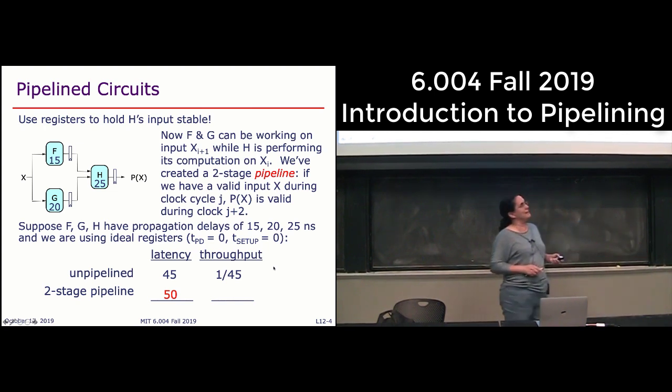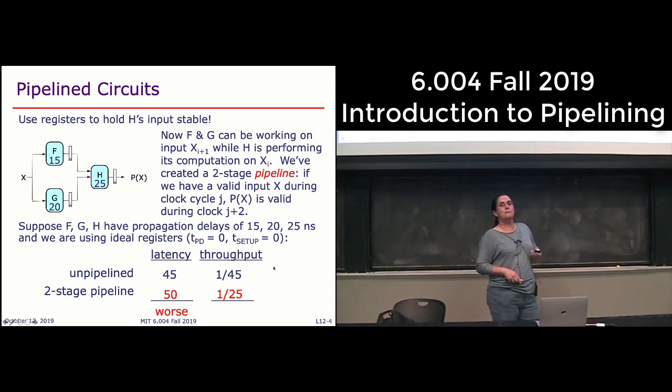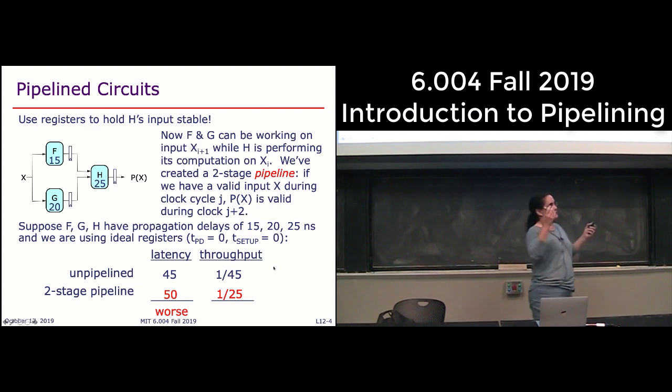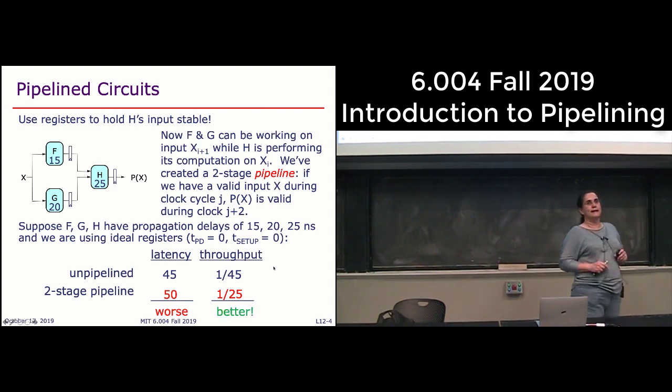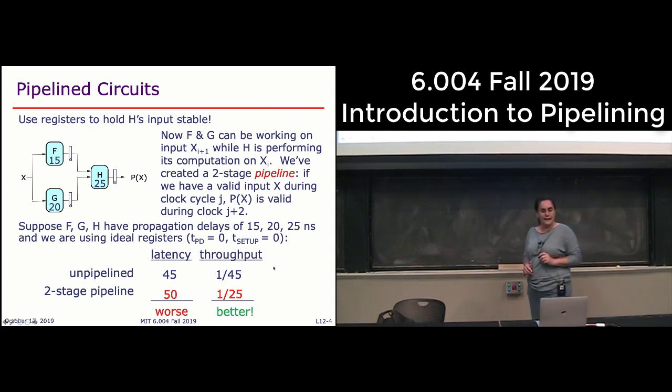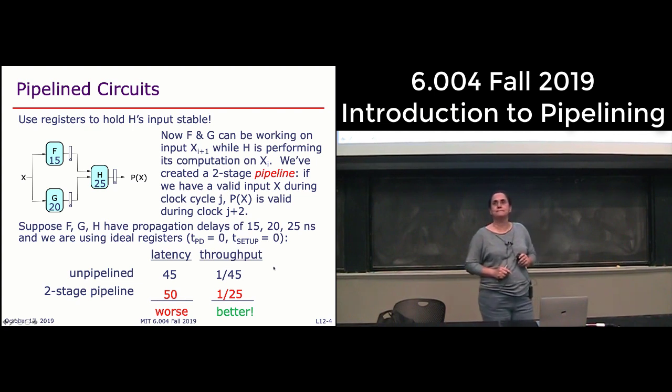So even though my latency has gone up a little bit versus the combinational circuit, my throughput is now much better because now I'm able to produce an output every 25 time units, or let's call it nanoseconds. Okay? And so this is much better. All right? Any questions about this so far?